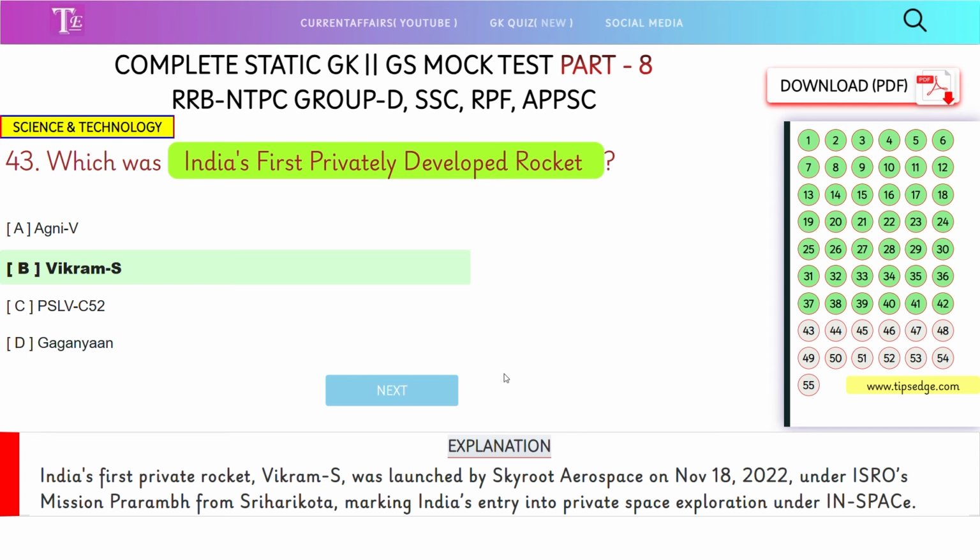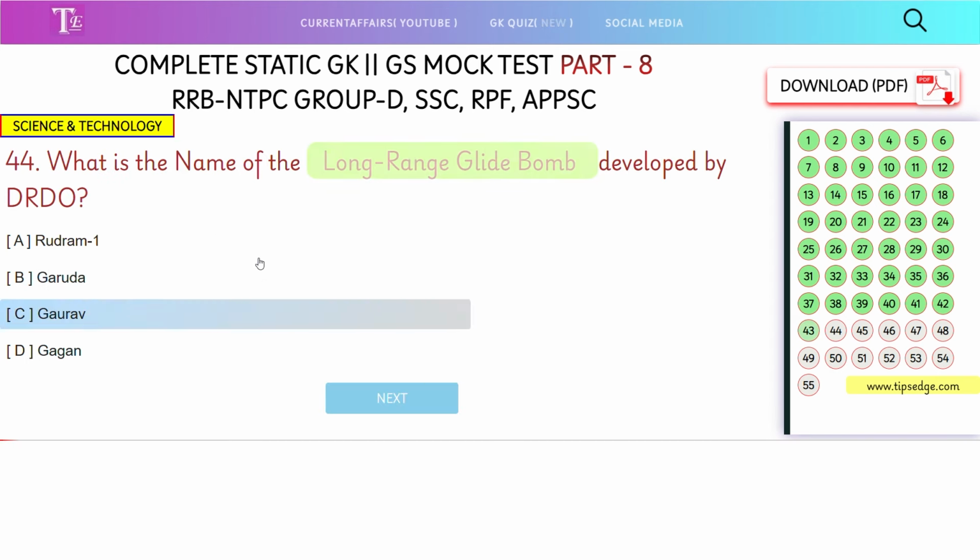Now moving to the 44th question. What is the name of the long-range glide bomb developed by DRDO? Answer: Gaurav.